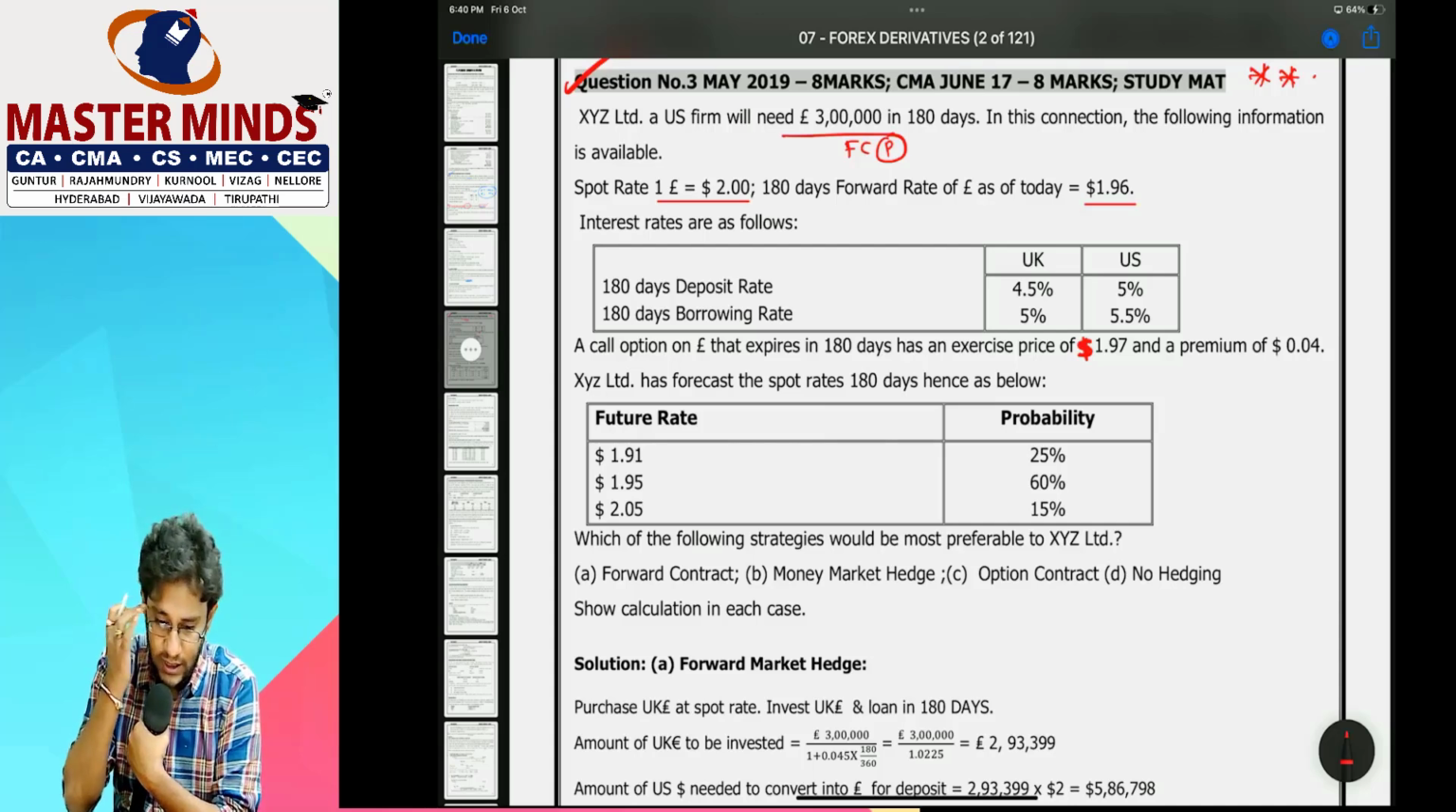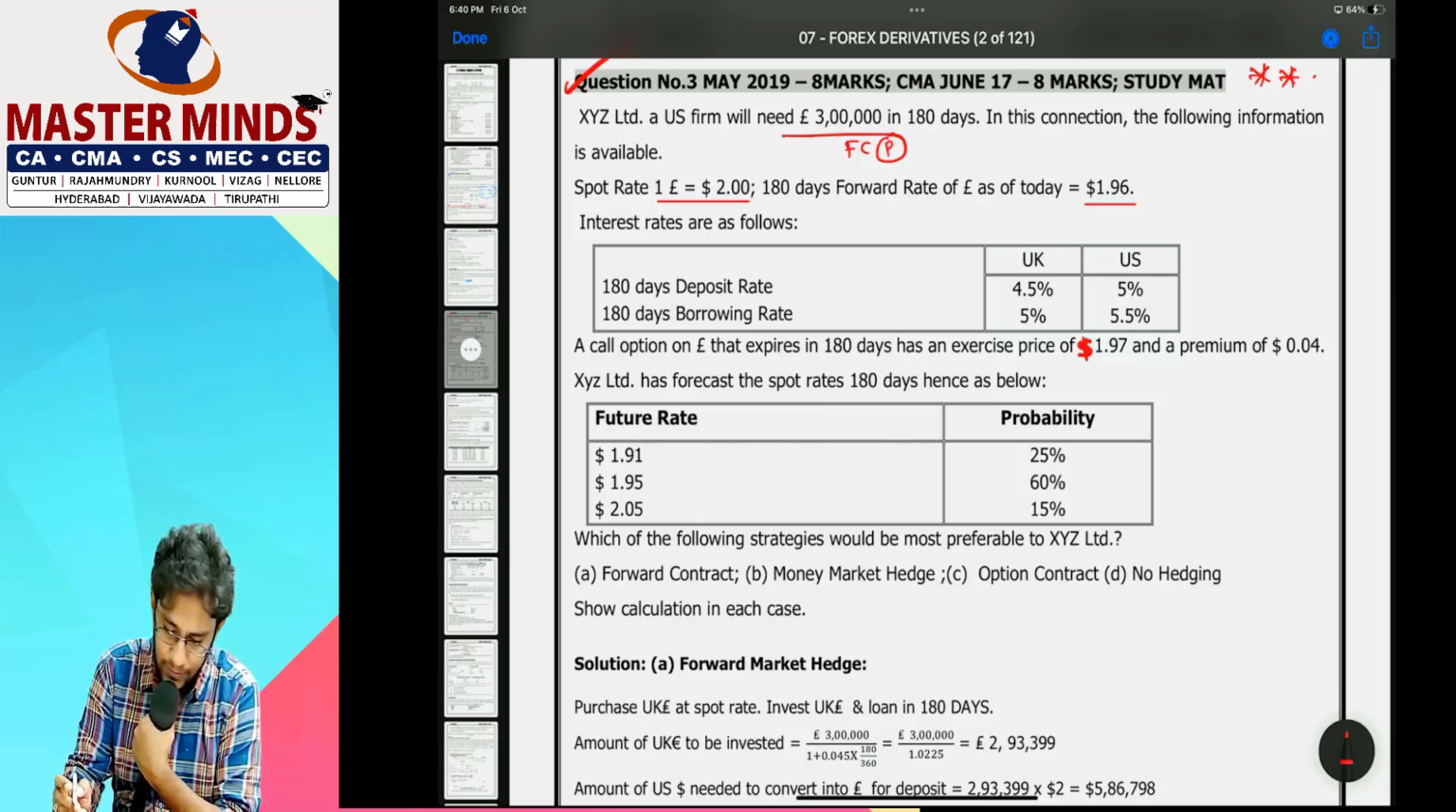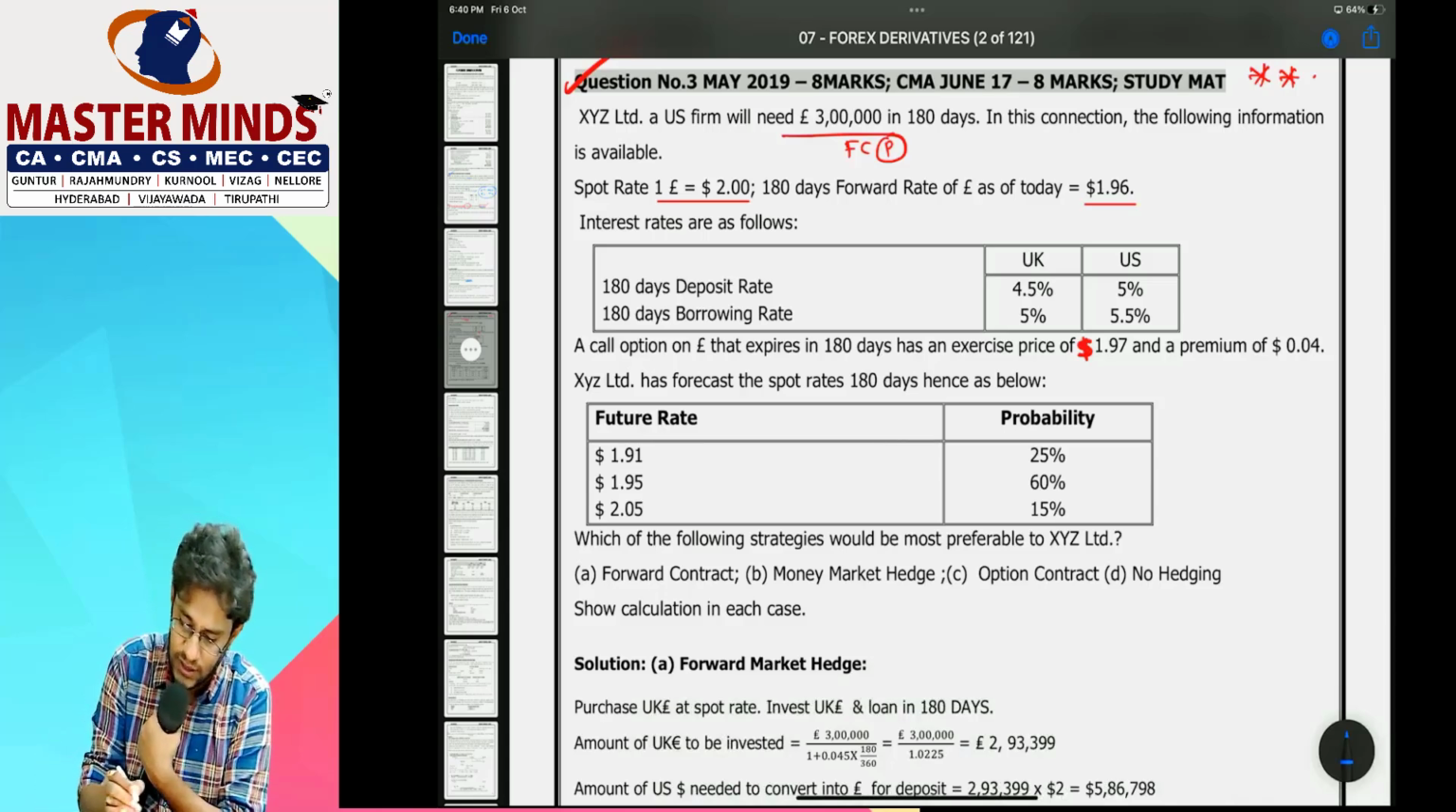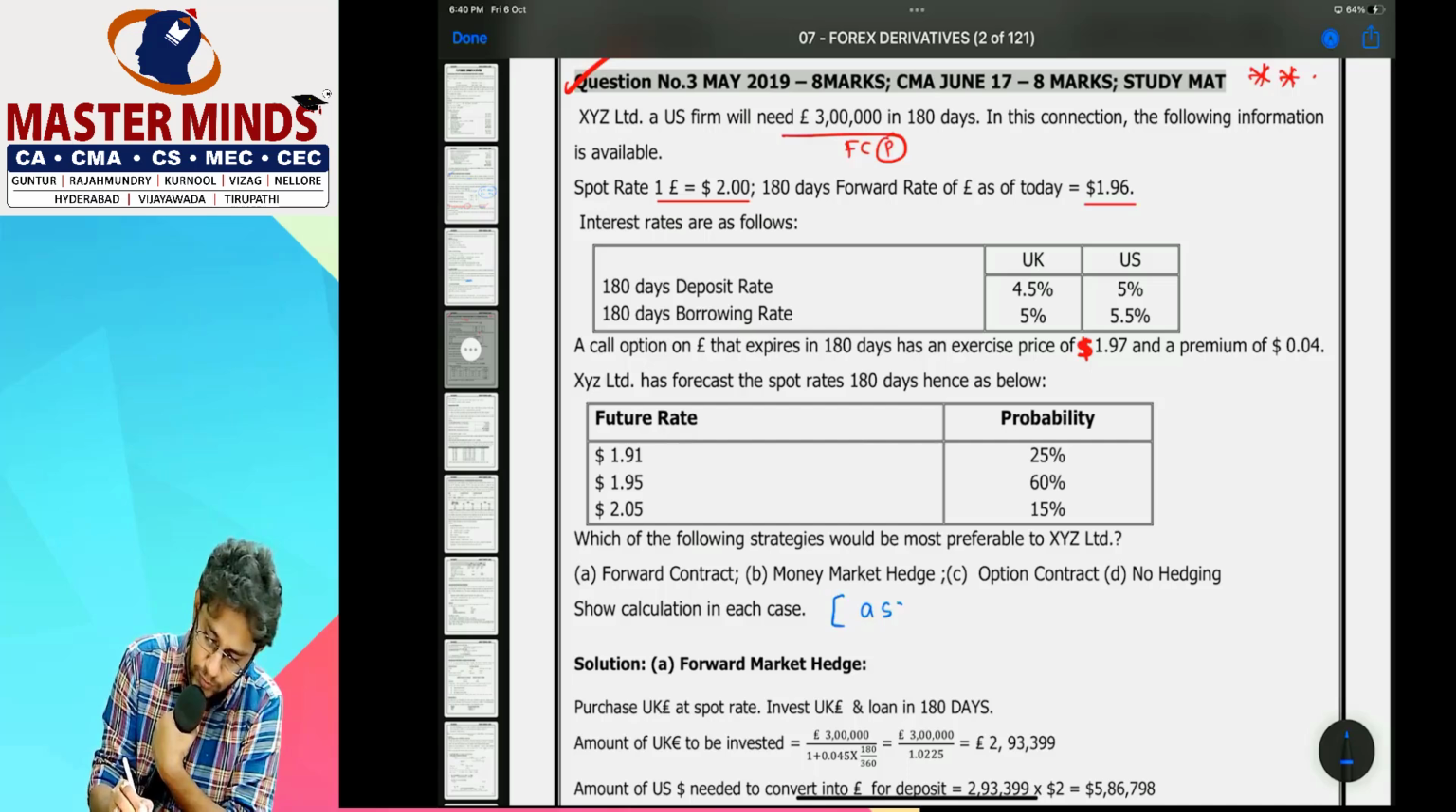Which of the following strategies would be most preferable to XYZ Limited? So one is forward contract, the other one is money market, third one is option hedging, fourth one is no hedging. Show calculation in each case. Assume 360 days a year.